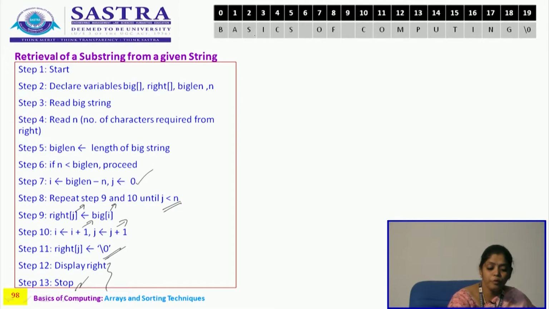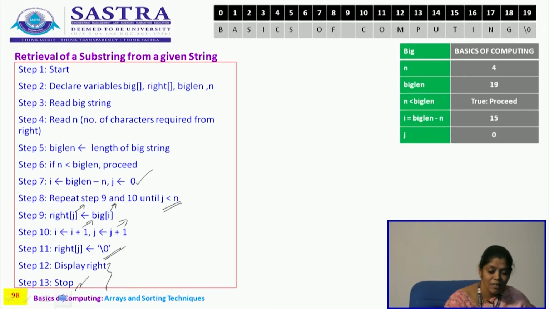So here is the input we have taken, which is basics of computing. For this input, big is basics of computing. The user is entering 4, that means from the right hand side they expect 4 characters, which are T, I, N, G. The length of the big string is 19, which is 0 to 18, and n is less than big length. That is why it is possible for us to proceed further. Our n is 4, the length is 19, which is less than big length, so we can proceed further.